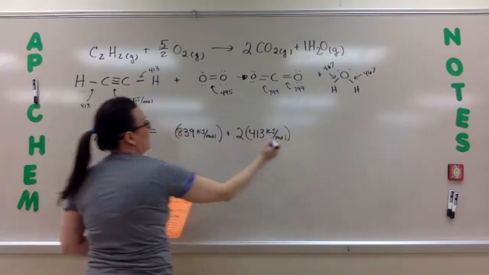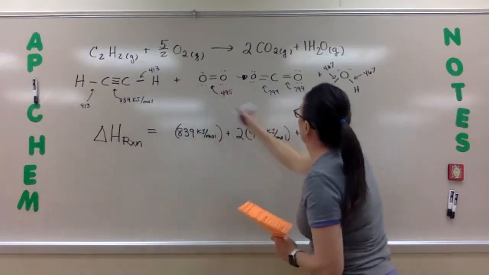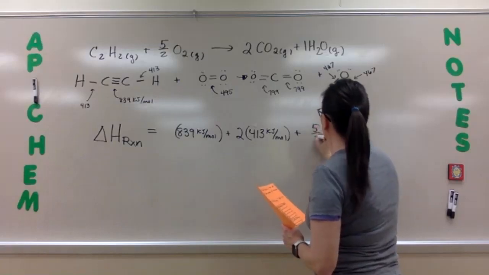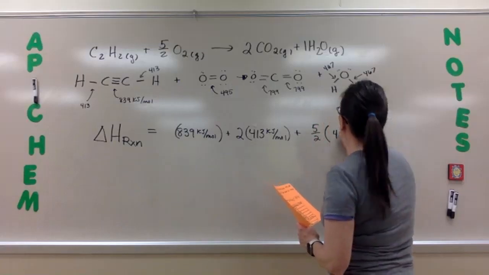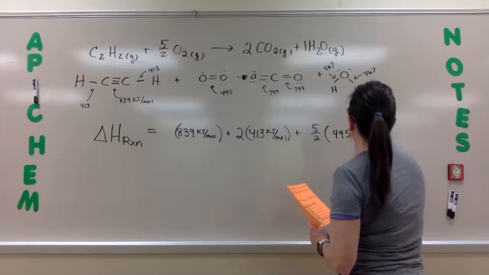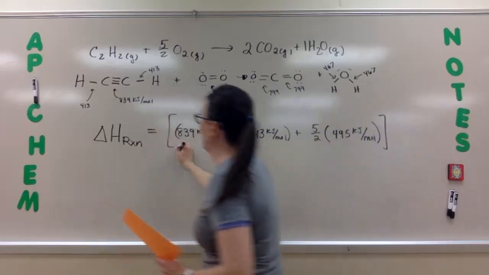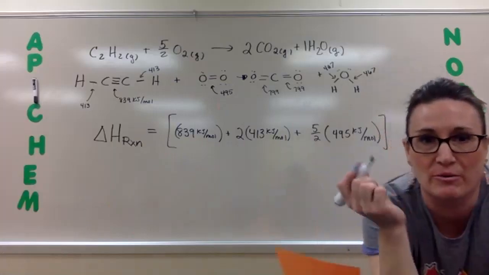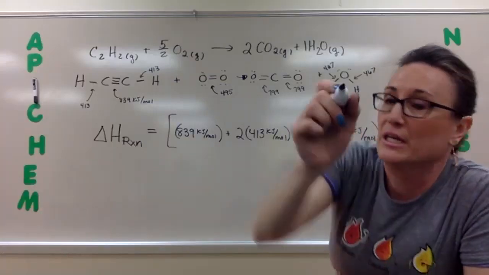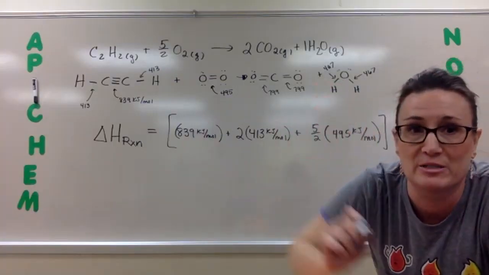Okay, and those are all the, no, not quite yet. We have to break 5 halves of the 495. Okay, so I'm trying to write really big because sometimes when I watch these back, I realize if I don't write really big with just the computer here, you don't see. So all of those are the bonds being broken.